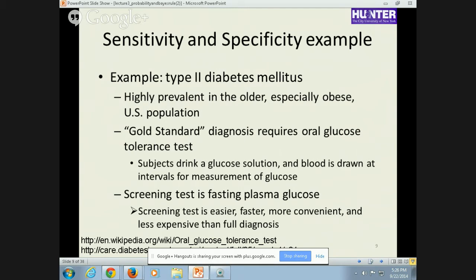test, this drinking of a glucose solution and then drawing blood, is expensive and time-consuming. It's not something you can do to the general population, and so there are screening tests for it.